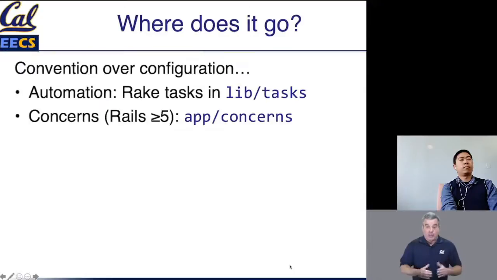Well, there are a couple of cases where convention over configuration tells us the answer. In the Rails framework, the rake tool is the way that you automate workflows and tasks that are repetitive. So there's a subdirectory lib/tasks. That's the natural place for your rake tasks to live. Starting with Rails version 5, there's a directory called app/concerns where you can put concerns like searchable, taggable, commentable, some of these behaviors that make sense to add to a variety of different model types.